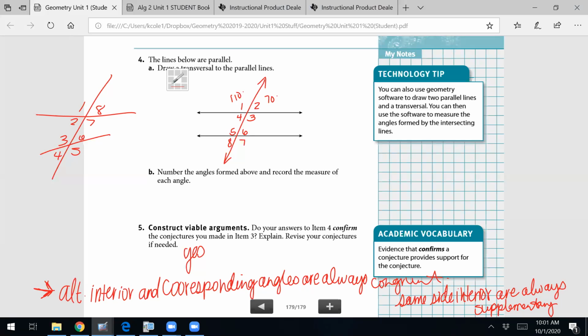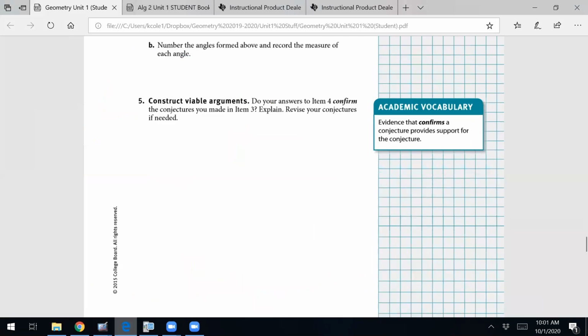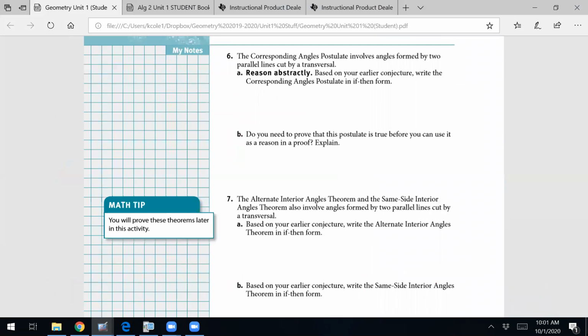Okay? 76 says the corresponding angles postulate. This is important because what do we do with postulates? We use those as justification statements. Okay, so this is a postulate, which means it's something that we eventually are going to be able to use. It says the corresponding angle postulate involves angles formed by 2 parallel lines cut by a transversal. Based on your earlier conjecture, write down the corresponding angles postulate in an if-then form.